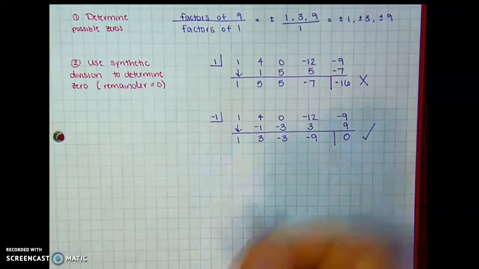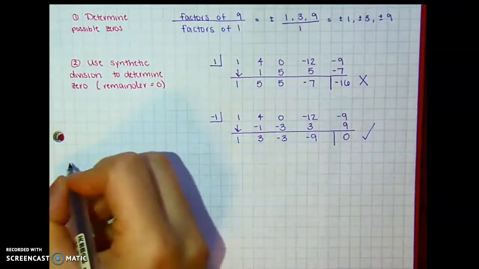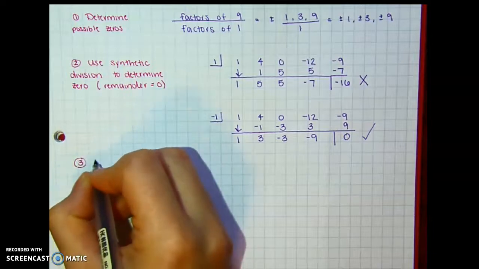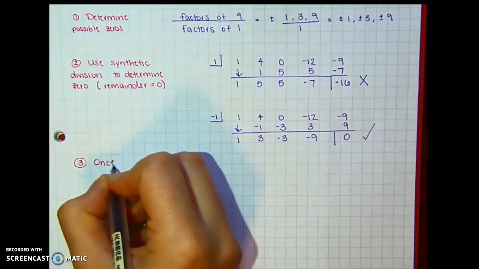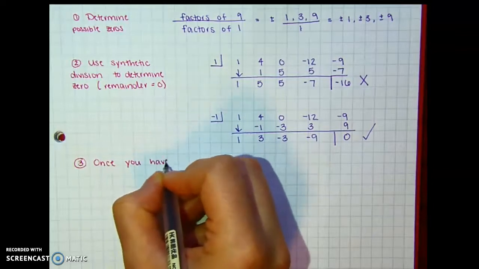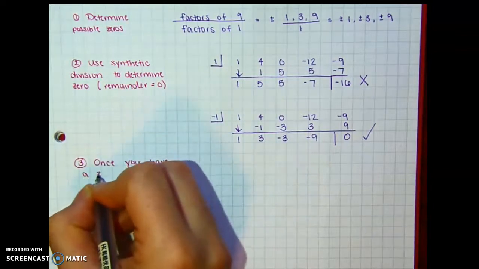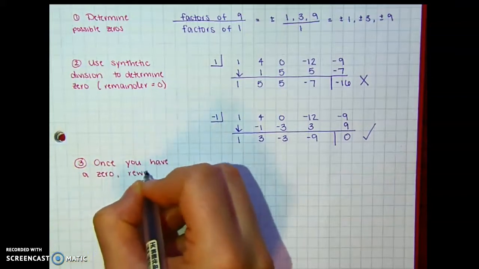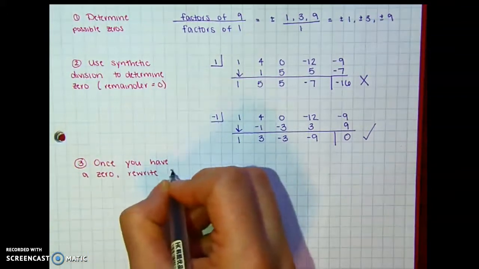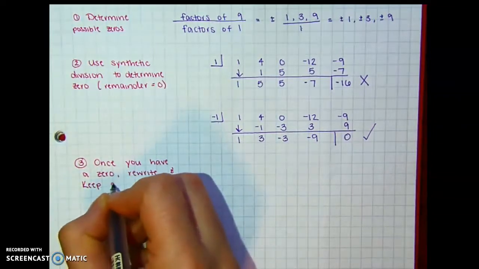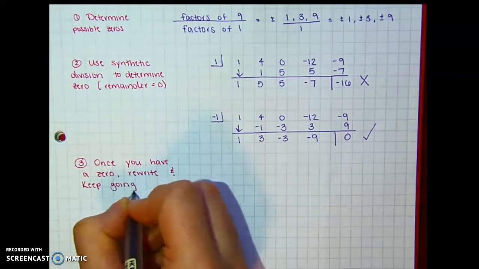So the next step, once you have a zero, rewrite and keep going if needed. Well, keep going until you have a quadratic.